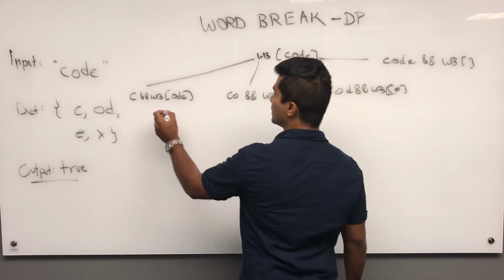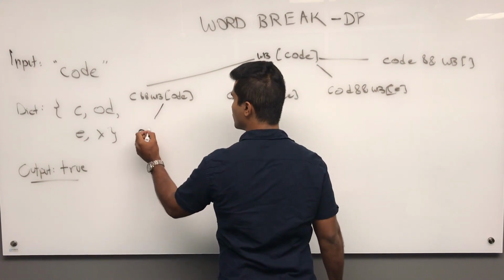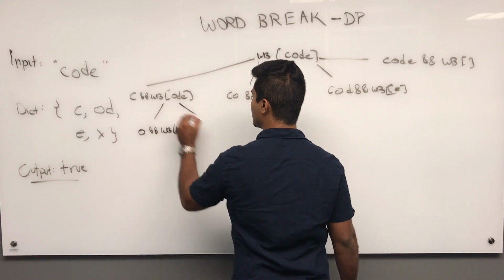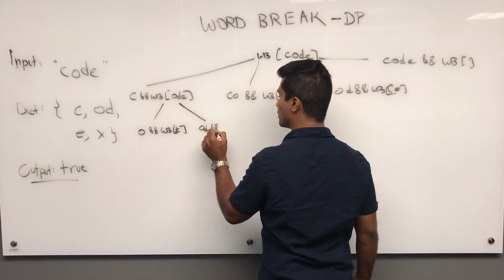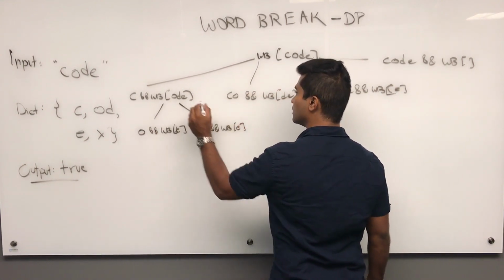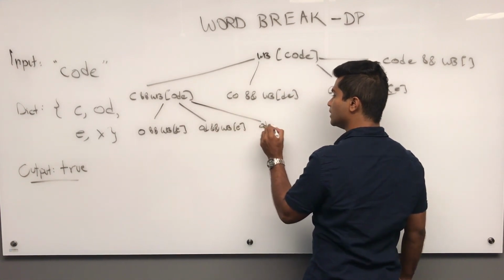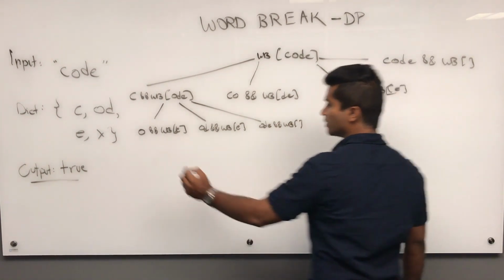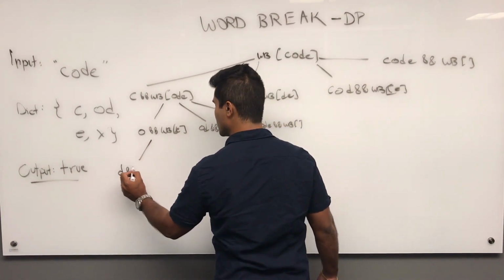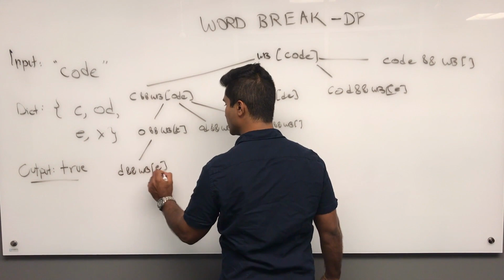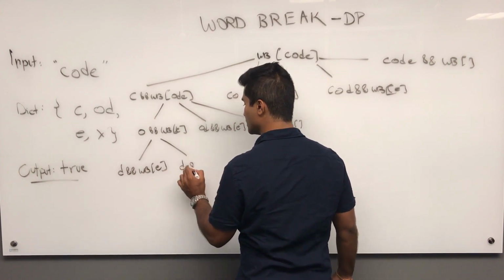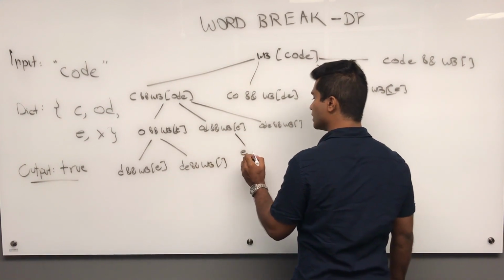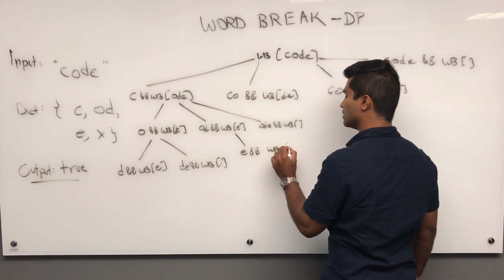So how can we break this one down? This can be O and word break of DE. This can be OD and word break of E, and ODE and word break of empty. This can be broken down D and word break of E. This can be DE and word break of empty. This is going to come out to be E and word break of empty.